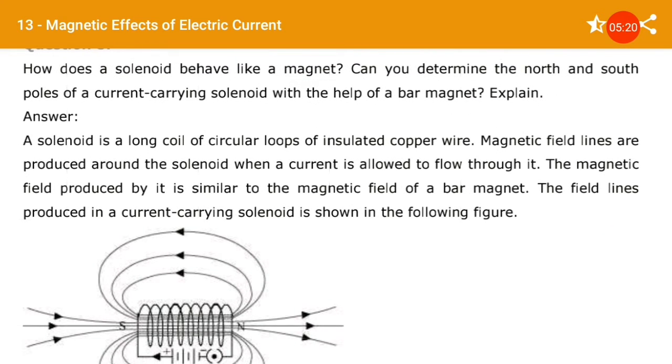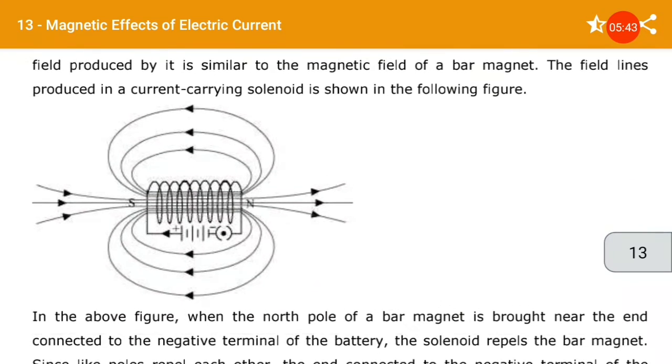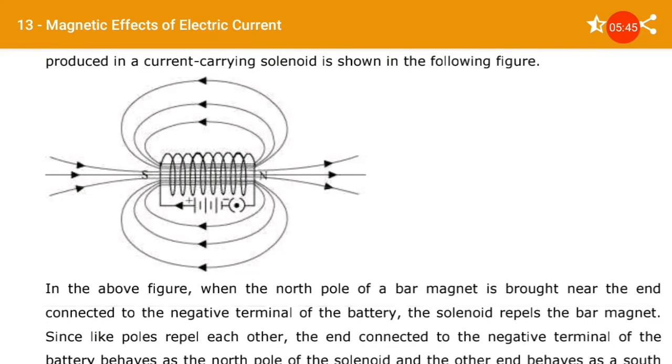A solenoid is a long coil of circular loops of insulated copper wire. Magnetic field lines are produced around the solenoid when a current is allowed to flow through it. The magnetic field produced by it is similar to the magnetic field of a bar magnet. The magnetic field lines produced in a current carrying solenoid you can see in this figure. So outside the solenoid the field goes from north pole to the south pole, and inside it is south pole to the north pole.